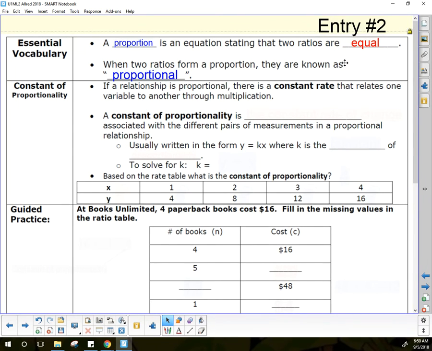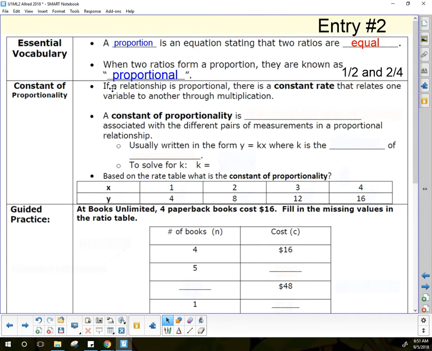A great example of two proportional ratios would be 1/2 and 2/4. 1/2 and 2/4 is a great example of a proportional relationship. They are the same ratio, the same fraction. Last year you probably learned that through cross multiplication you can check if they're the same, but we'll talk more about that in class tomorrow.